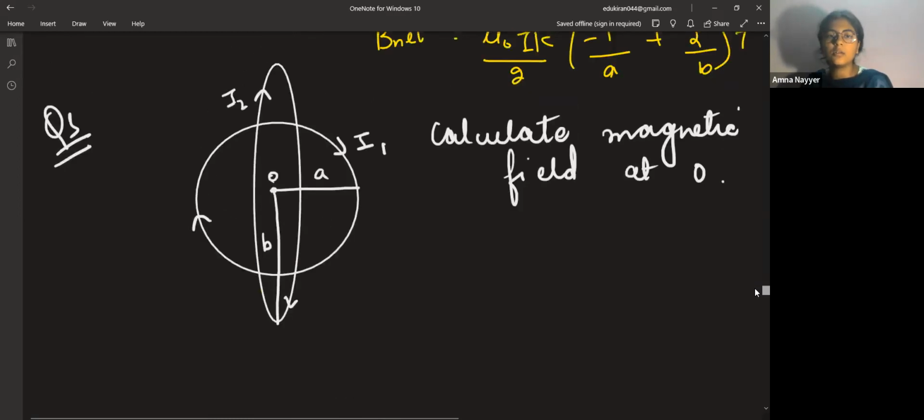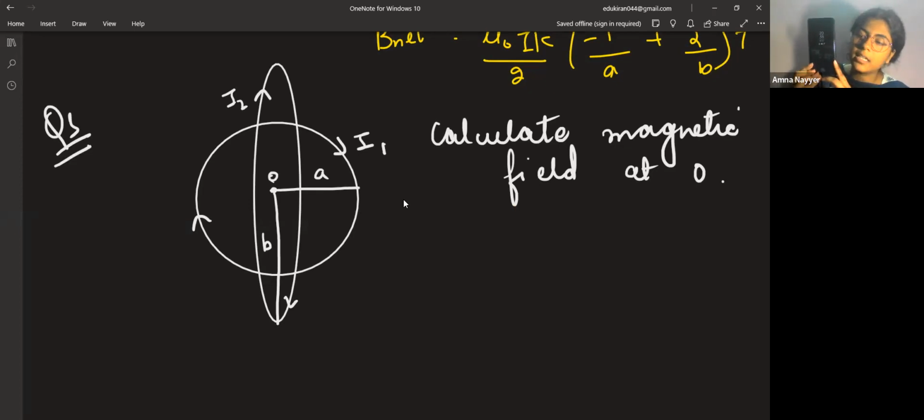At O, the center. Now see, basically it's like this part. This part is what? This is the x-axis. So if you look at the figure, that is I1, having current I1 with A as the radius. This is the xy plane, y-axis and x-axis. Now second figure is like this.